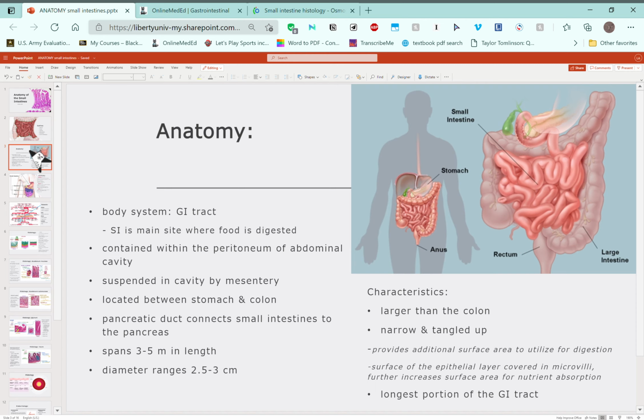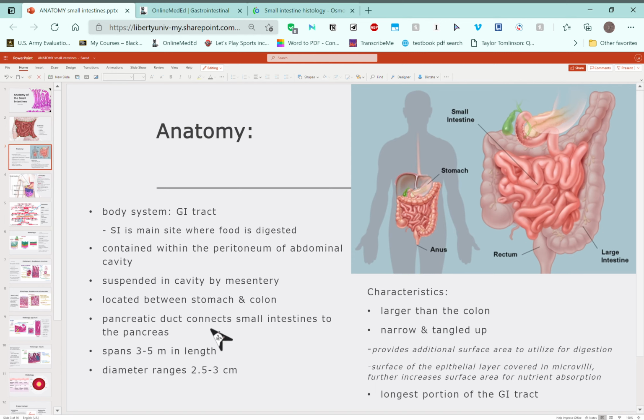The small intestines is contained within the peritoneum of the abdominal cavity. Now, the peritoneal cavity, where the small intestines is located, is largely supported by the mesentery, which is a fan-shaped structure. It allows the small intestines to move about a little bit, but it's anchored enough where the small intestines isn't going to be so loose that it'll become twisted or kinked, which would cause some pathology.